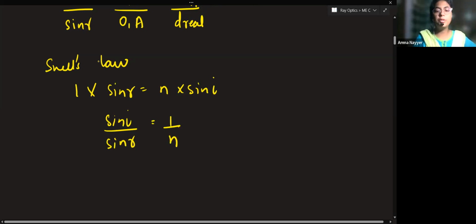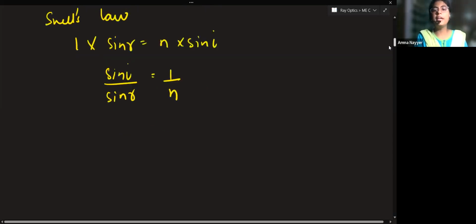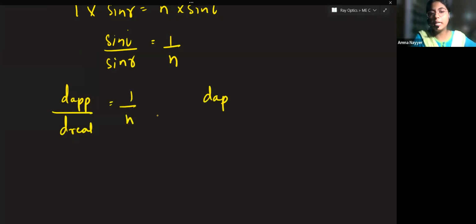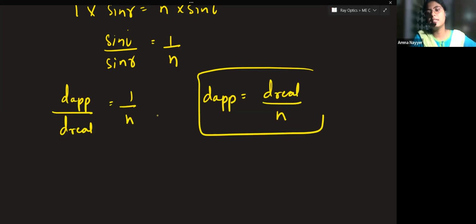Now, if we put it, sine I by sine R was D apparent by D real. This will be equal to 1 by N. So the formula of apparent depth becomes whatever is the real depth divided by the refractive index. This was a little lengthy derivation, but the formula that we obtain is very small. D apparent is D real divided by the refractive index.